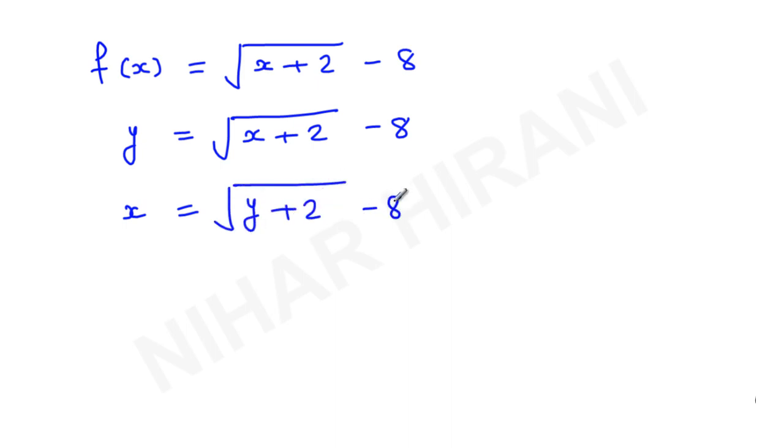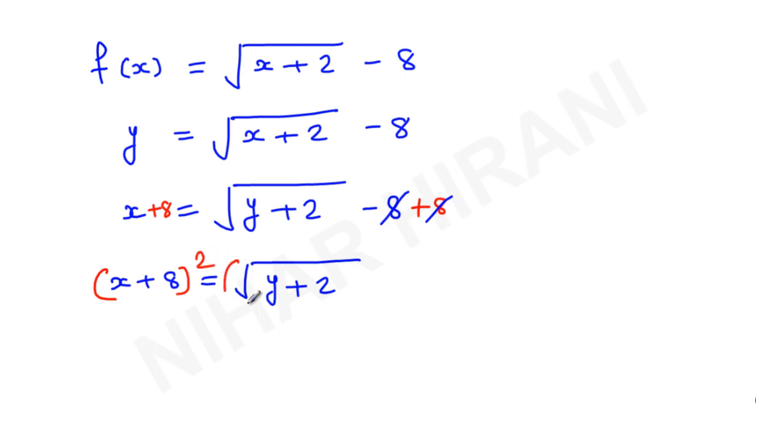Now step number 3, isolate the y. To isolate the y, I will add 8 here and I will add 8 here. So this will be x plus 8 equals, this is cancelled, the square root of (y plus 2). Now I don't want this root sign, I want to remove it. So what I can do is square both sides. Square this side and square this side. So now this root symbol and this square will cancel.